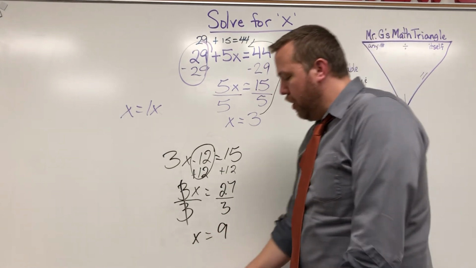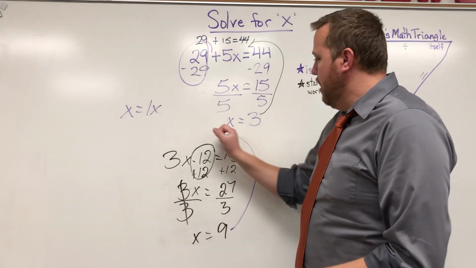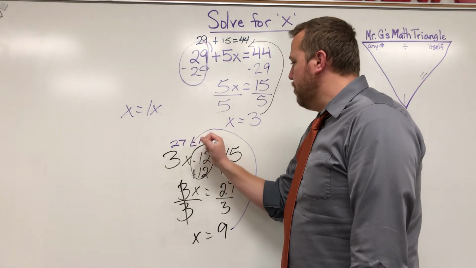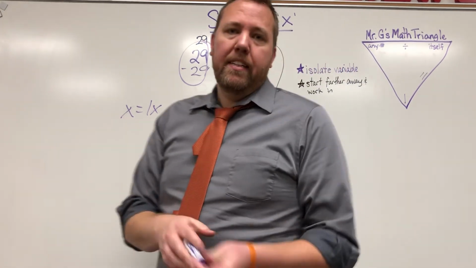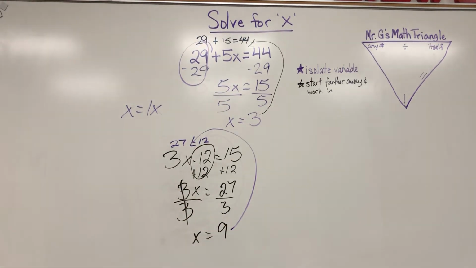Now I definitely want to go back and I want to make sure that it is correct. So 3 times 9 is 27 minus 12. Does that equal 15? Yes, it does. So this is solving for x, isolating the variable in your algebra concept.